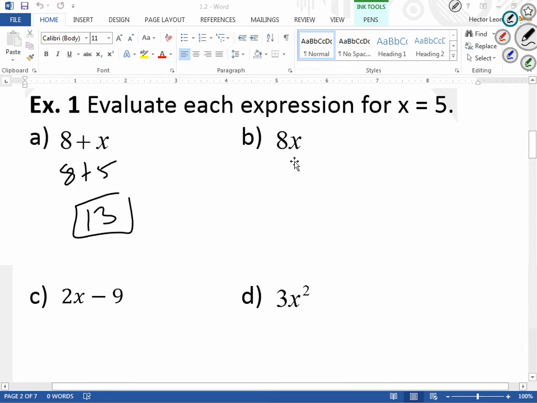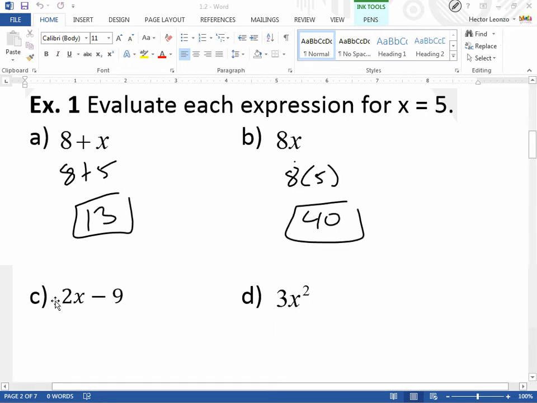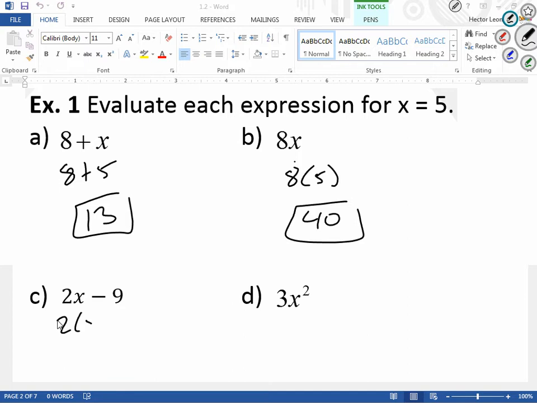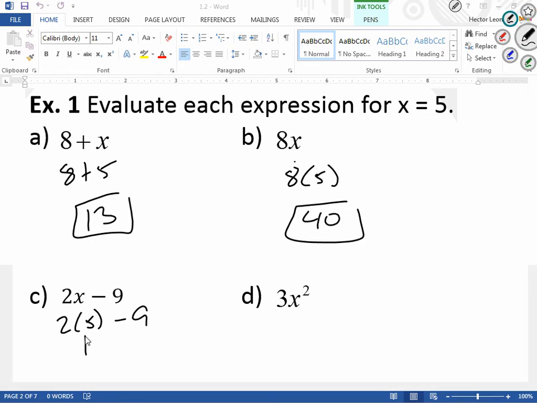For example B, when two things are put together, 8 and x, I'm going to use parentheses because I don't want it to look like 85. So when two numbers are put together, 8 and 5, that means times. 8 times 5 is 40. Now here, I'm going to go 2 times 5 minus 9. Once again, I use parentheses for the 5 because I don't want it to look like 25. I want it to look like 2 times 5. I know I multiply first, so 10 minus 9 is equal to 1.